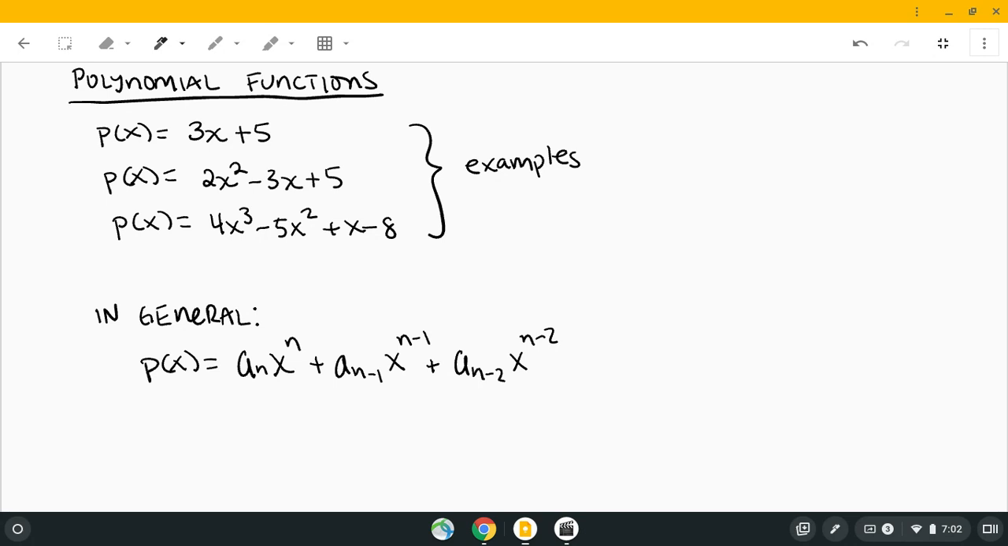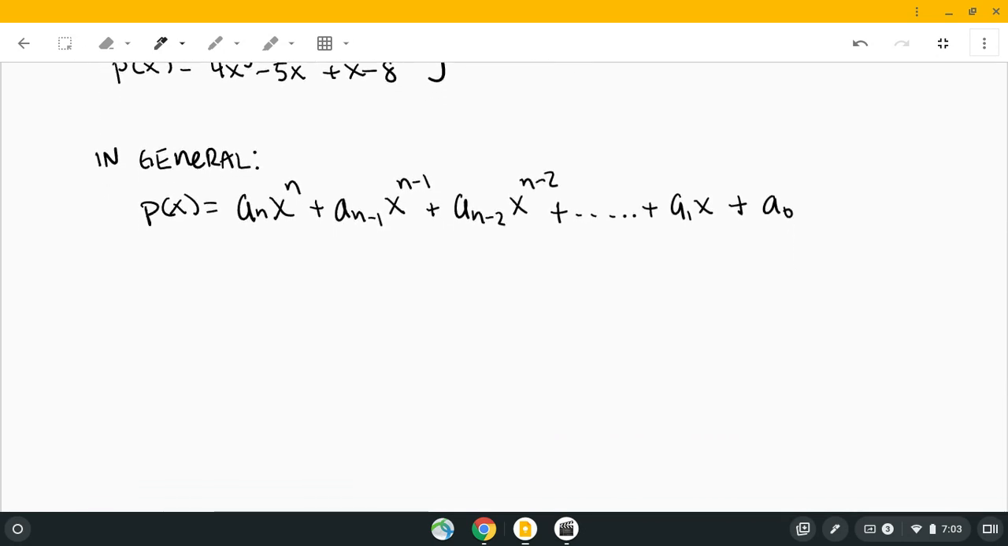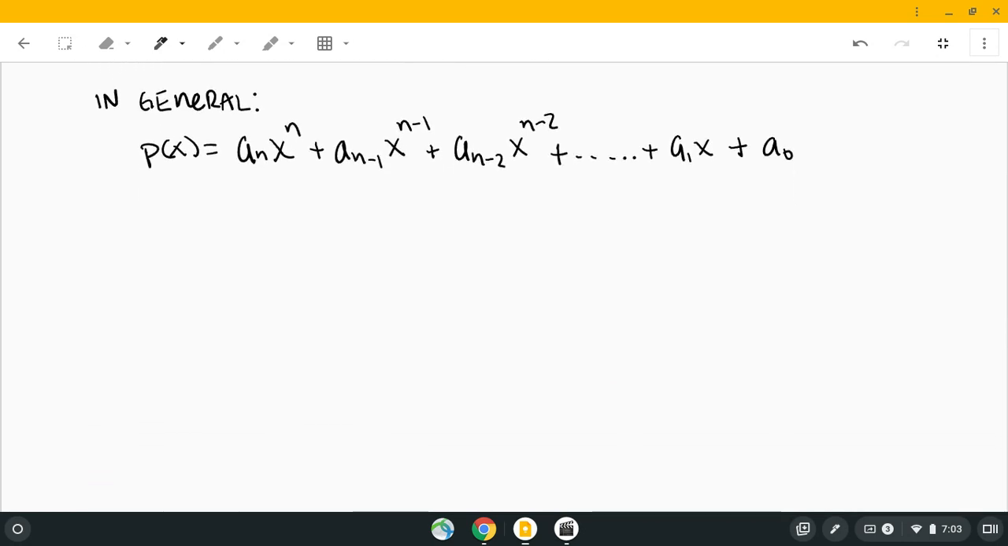Plus a1 x to the 1 plus a0 x to the 0. We don't write x to the 0 because x to the 0 is 1, so we just leave it as a sub 0. So this is the general form of a polynomial where n is greater than 0.